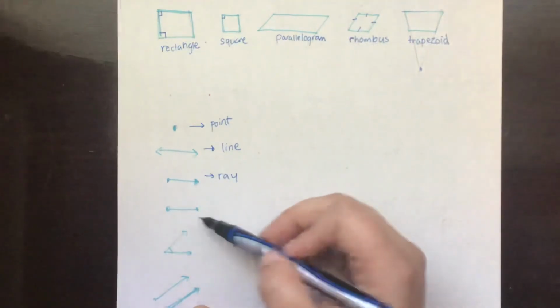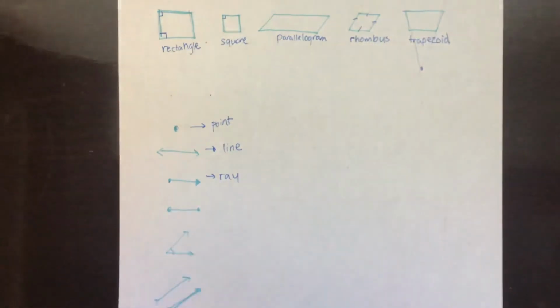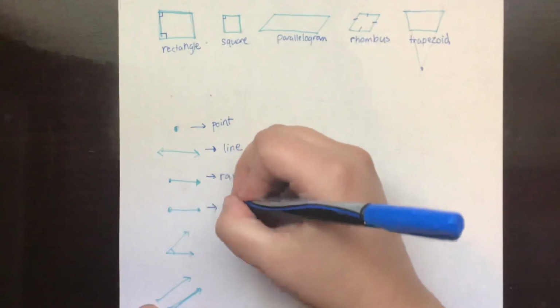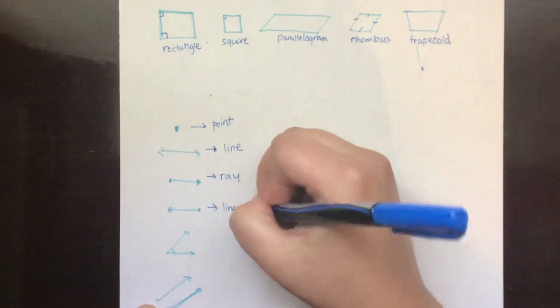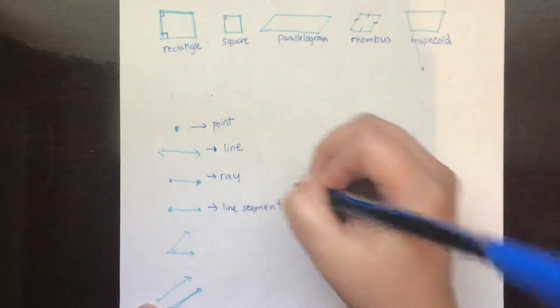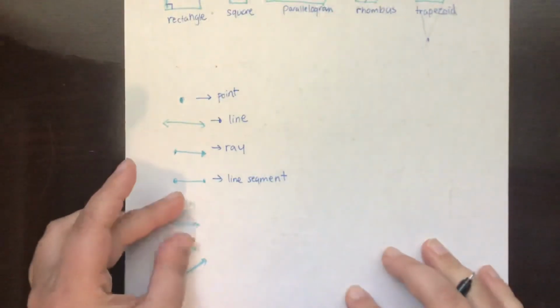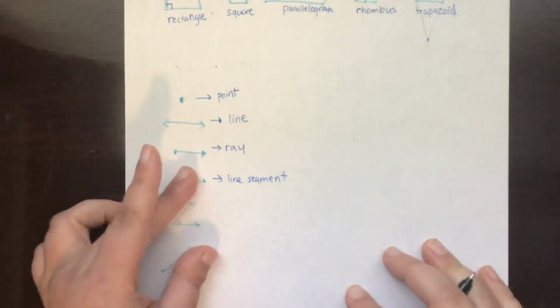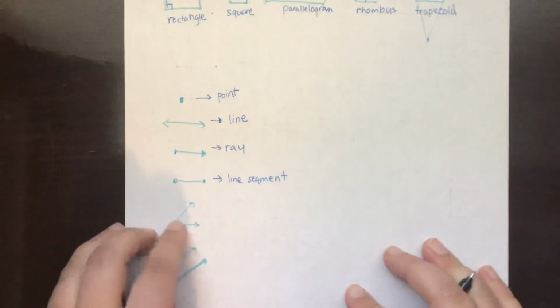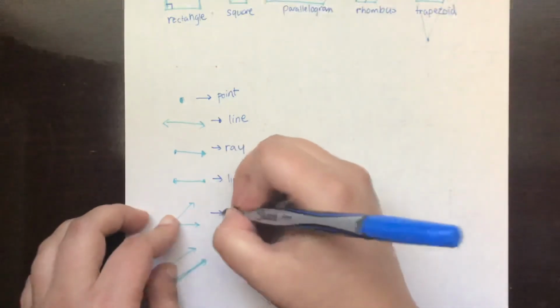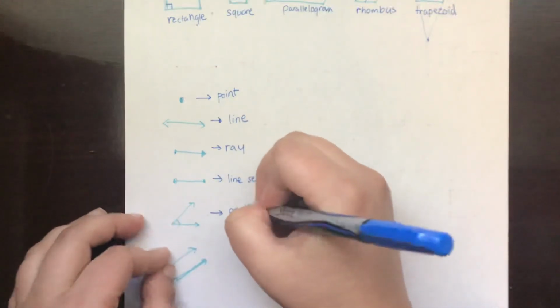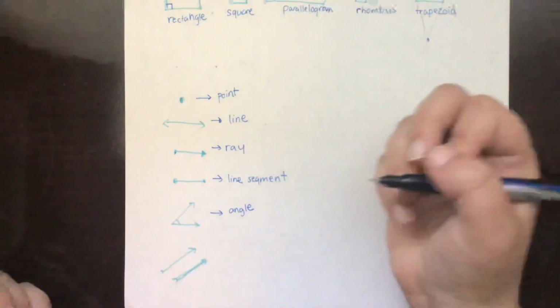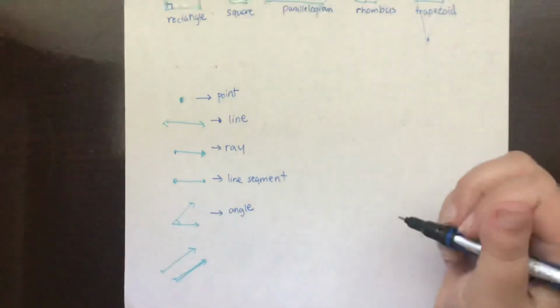And this one has no arrows. It's a little section taken out of a line. So that's what we call a line segment. Now what about this? When we have 2 lines going off and they're creating this sort of angle. That's what we know as an angle. If we have 2 angles that are the same, we call them congruent angles.